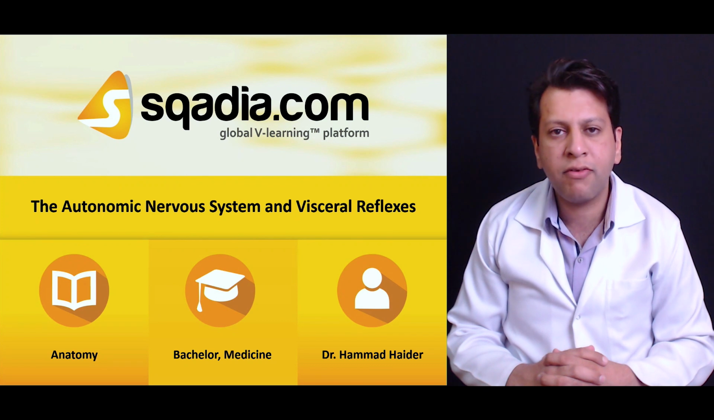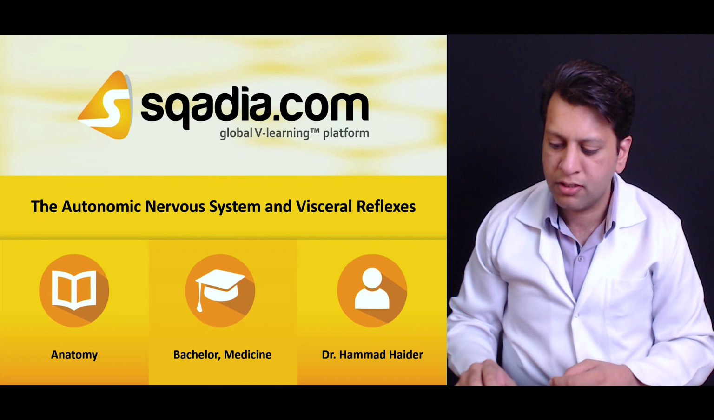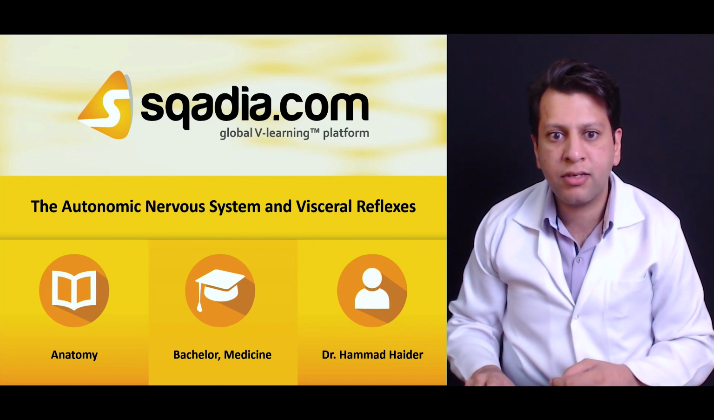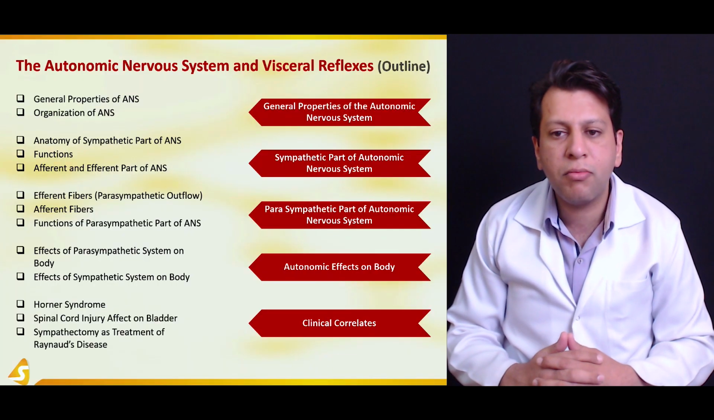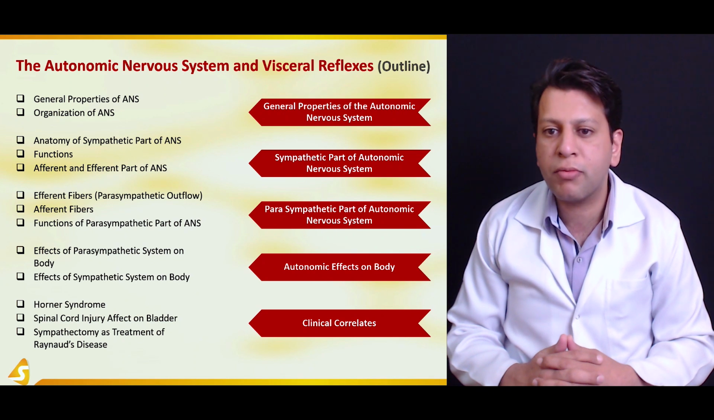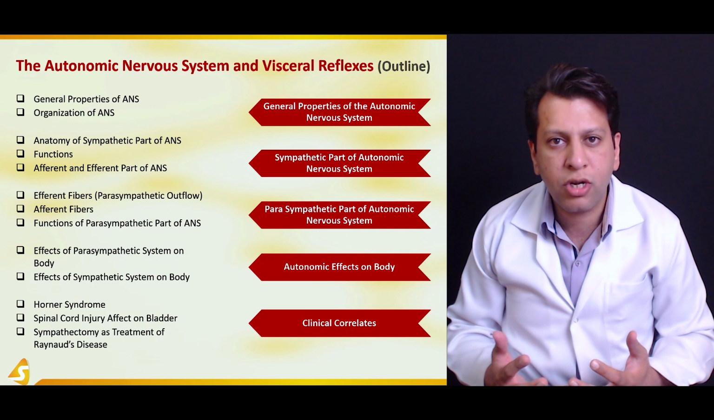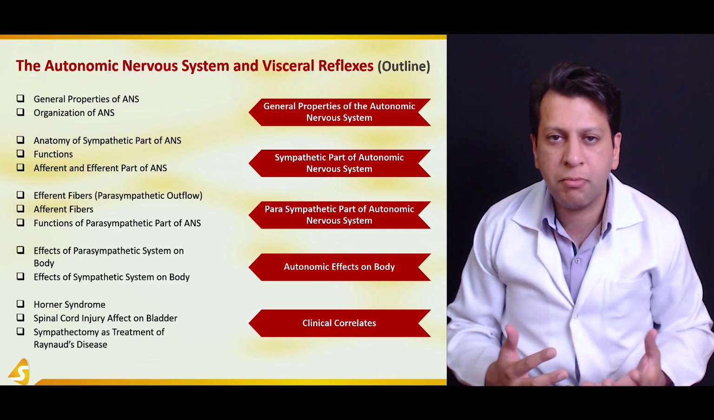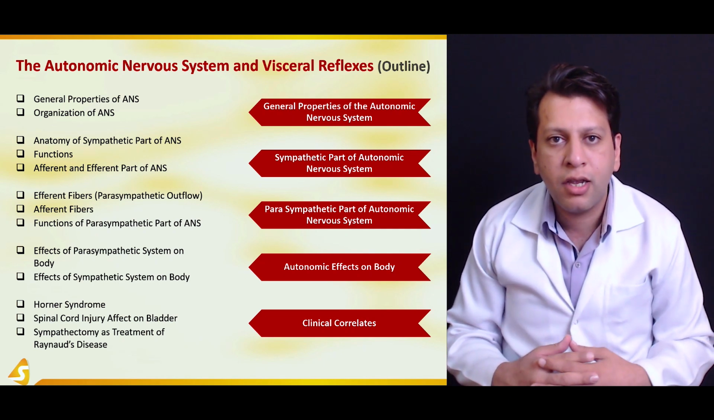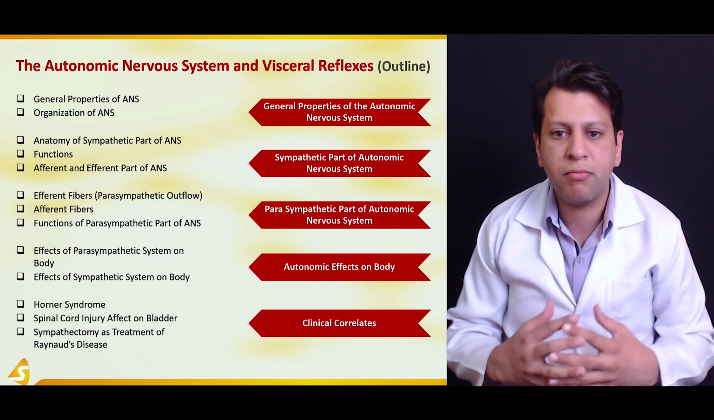Hammad Haider, and today our lecture topic is the autonomic nervous system and visceral reflexes. We will have, as usual, 5 sections. In the first section, we'll be going through the general properties of the autonomic nervous system. We'll be going through how the autonomic nervous system is actually organized in our body. What are the sympathetic part, what is the parasympathetic part, and how actually it functions in our body.